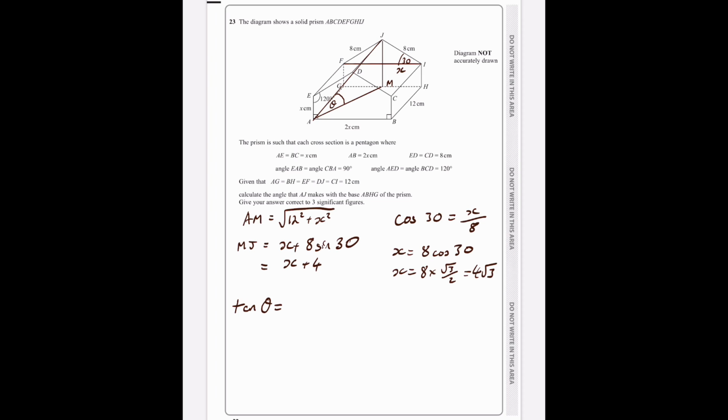And I've simplified x to 4 root 3, although you could have left x as 8 cos 30, or even just calculated it as a decimal and used the answer button on your calculator. That's absolutely fine. So to find theta, we now have J to M and A to M. So we're going to say that tan theta is 4 root 3 plus 4 all over the square root of 12 squared plus 4 root 3 all squared. And then we just do inverse tan of all that. I've done a bit of simplifying here, but that wasn't strictly necessary. You could just put it all in one go.